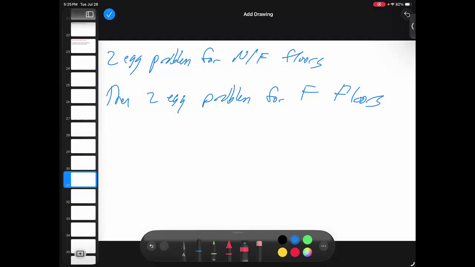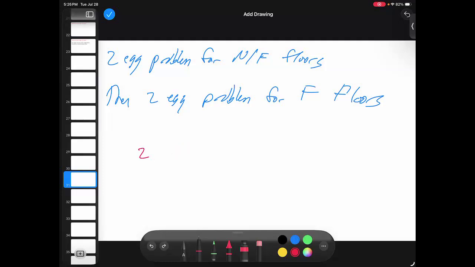Okay. Calculate the best value of f. So what can I do for n over f? What's the best I can do for that one? 2 root n over f.